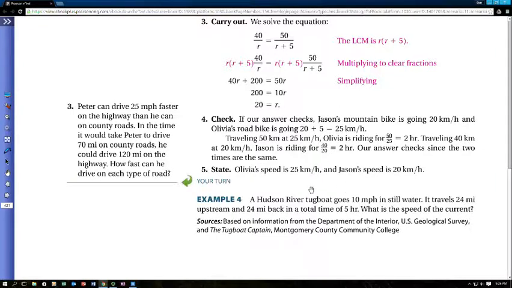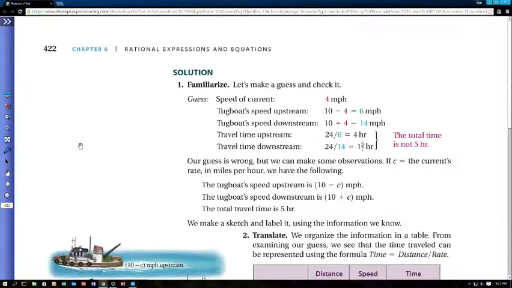Let's look at example 4. A Hudson River tugboat goes 10 miles per hour in still water and travels 24 miles upstream and 24 miles back in a total time of 5 hours. What is the speed of the current? Now at first glance you say, I don't think I have enough information, but let's look at this.